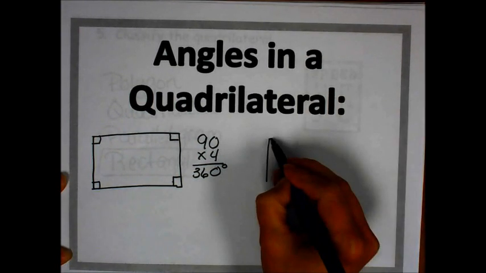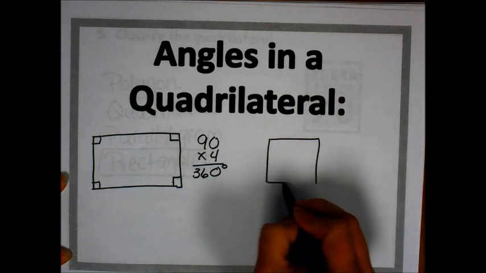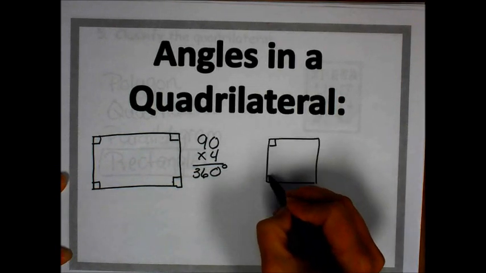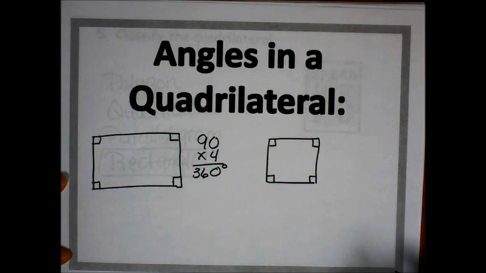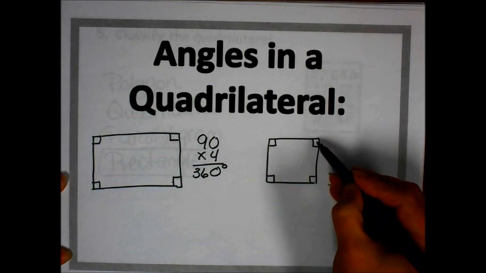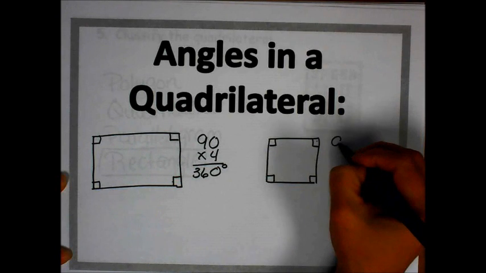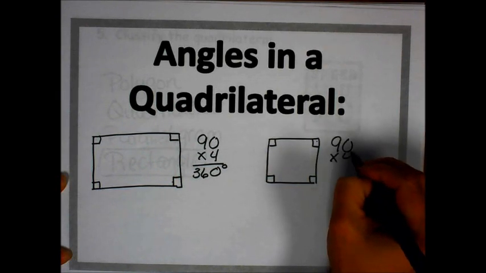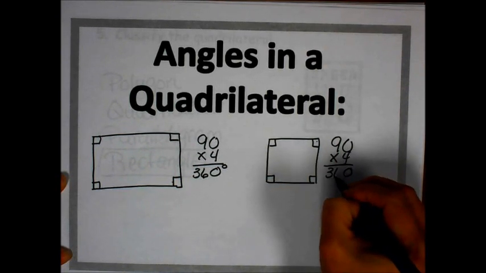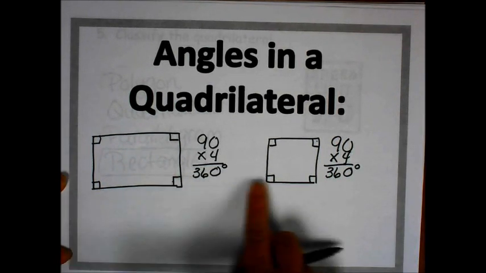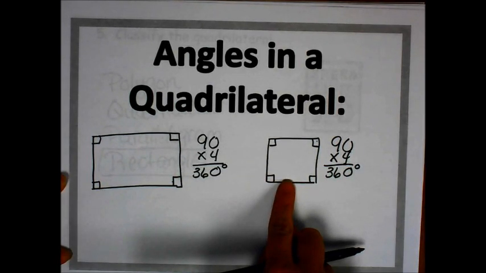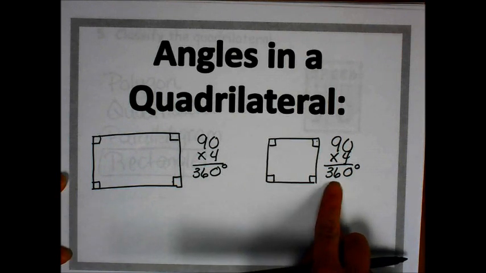Let's look at a square. I know that a square also has 4 right angles, and it is also a quadrilateral. So I can again multiply 90 degrees times 4 angles to also get 360 degrees. So every quadrilateral will have a total angle measurement of 360 degrees.